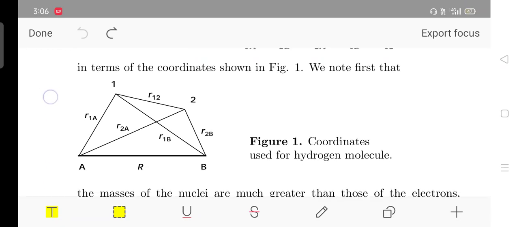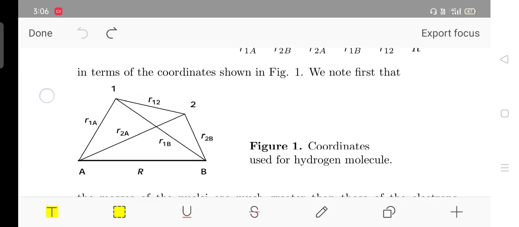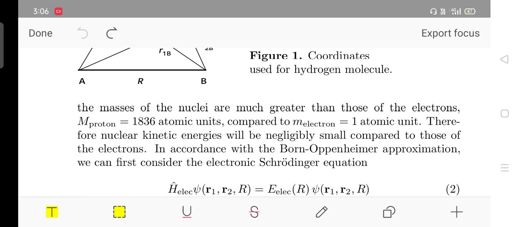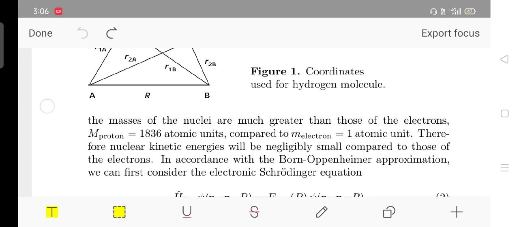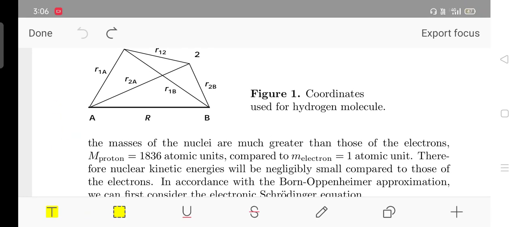In terms of coordinates as shown in the figure, we know that the mass of the nucleus is much greater than that of the electrons. Let us assume that the mass of the electron is one atomic unit. Then it is much less than the mass of the proton, which is 1836 atomic units. That means the mass of the electron is much smaller than the mass of the proton.